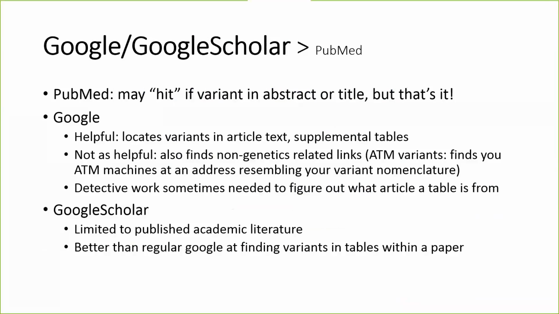Google Scholar is a little bit more limited than Google in that it's really constrained to published academic literature. And it seems to do a better job than regular Google at finding variants in tables embedded within a paper, so more like figure types of hits. But I think that looking at them both together is helpful. You can sometimes find different papers using this resource.